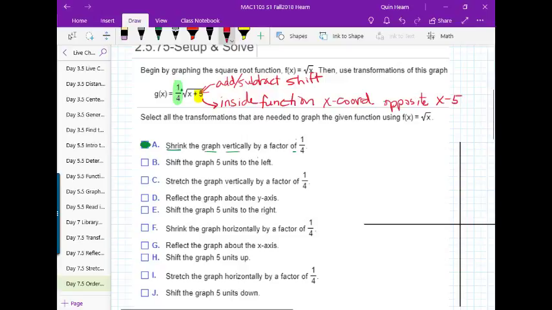We're affecting the x-coordinate, so it's a horizontal shift. And it's going to be to the left because you're going to subtract 5 from each x-coordinate. Do the opposite of what you would think: you go to the left 5 units. So the next answer, shift the graph 5 units to the left, would also be correct. All right, so in which order should we do these things?